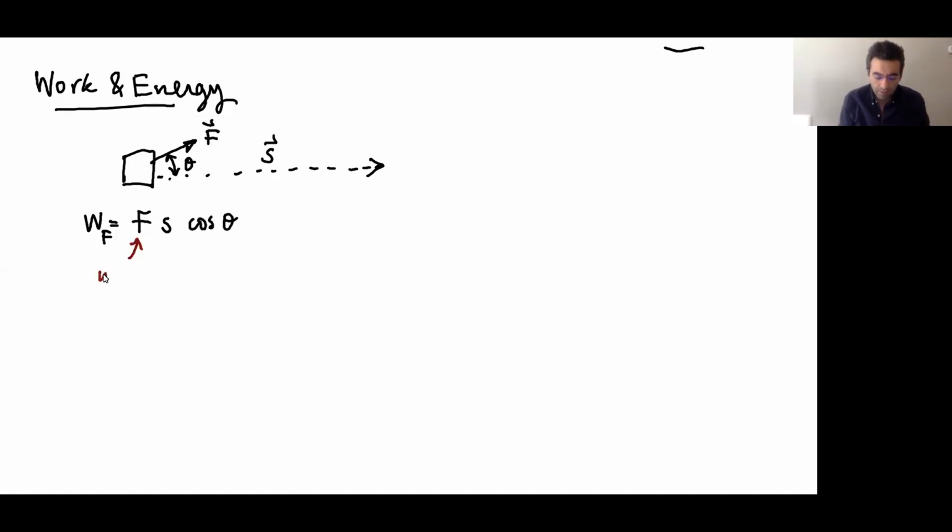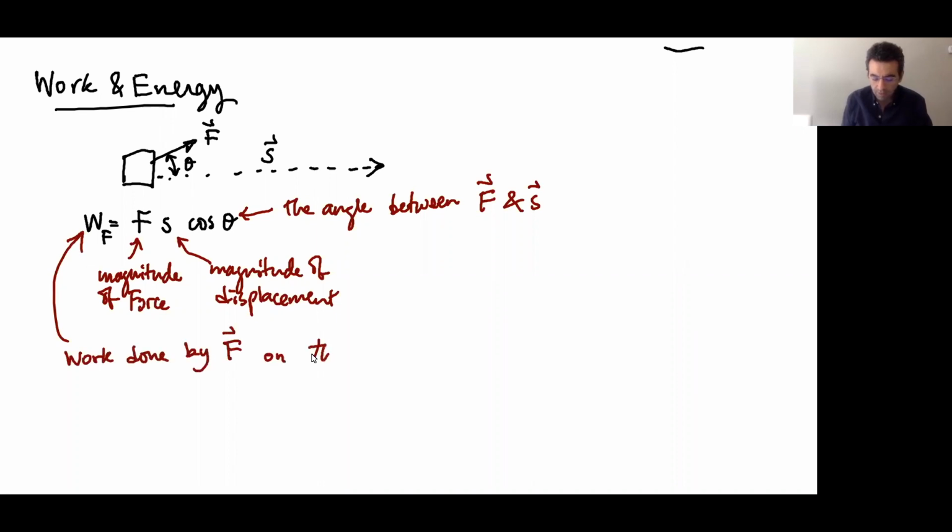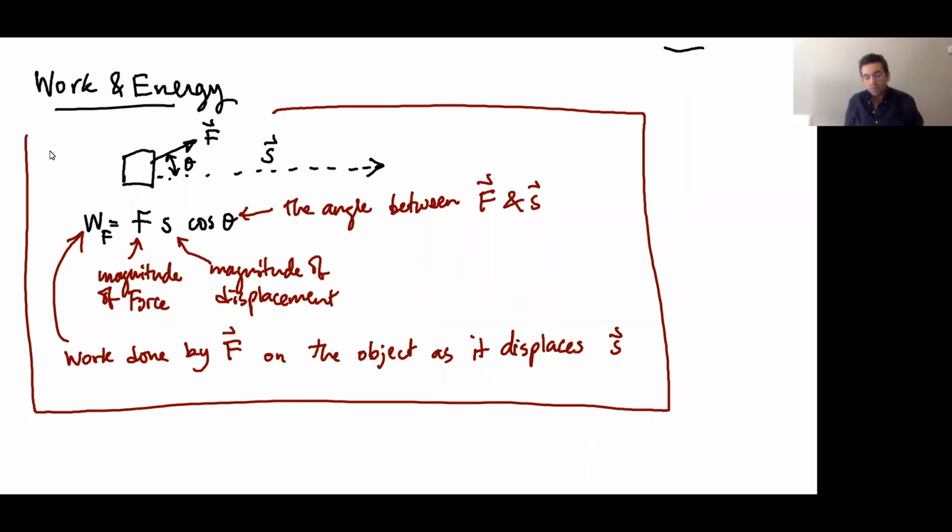This here is the magnitude of the force. This here is the magnitude of the displacement. And this theta here is the angle between the two directions, the force and the displacement. And this here is called the work done by F on the object as it displaces displacement S. So this is the first part of the story.